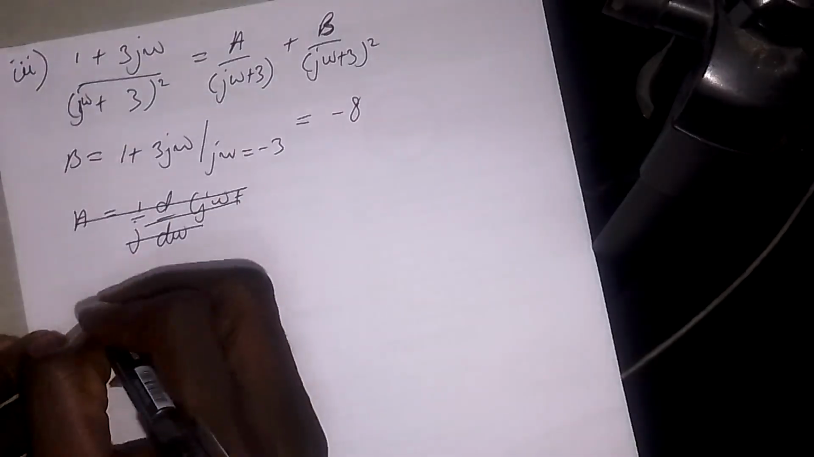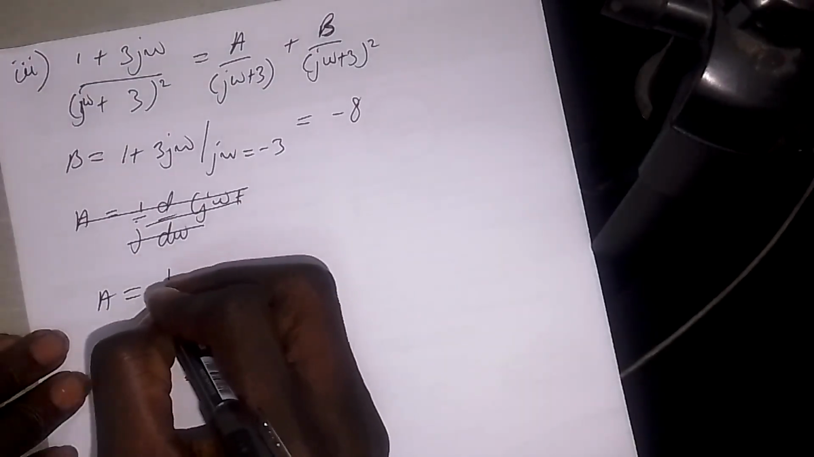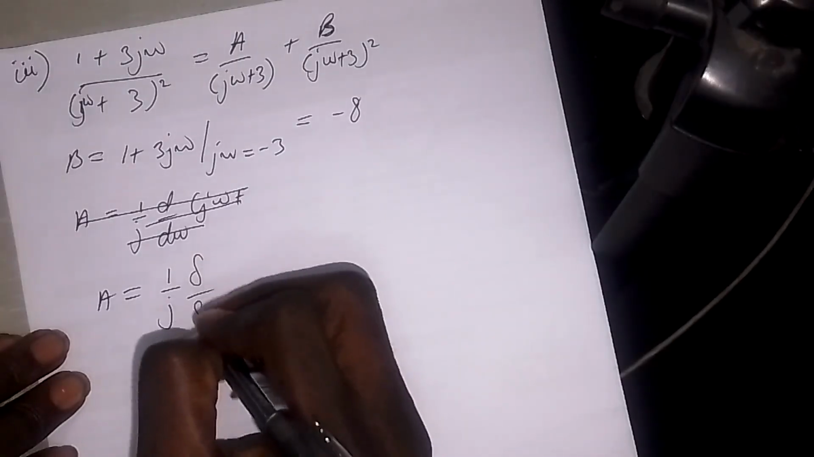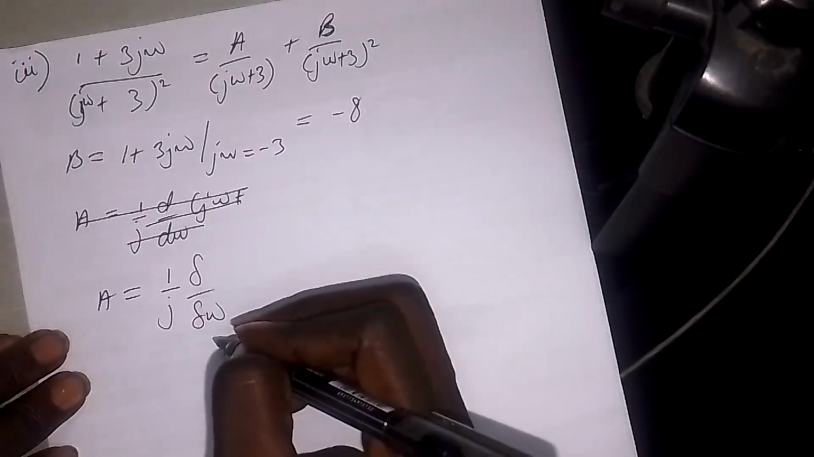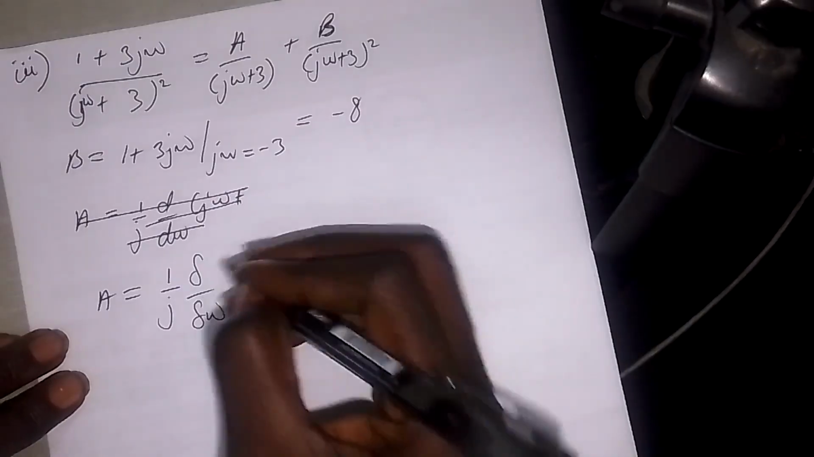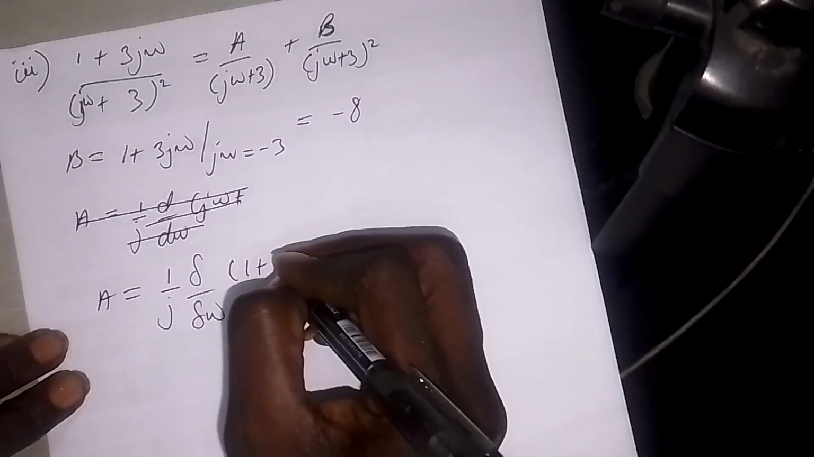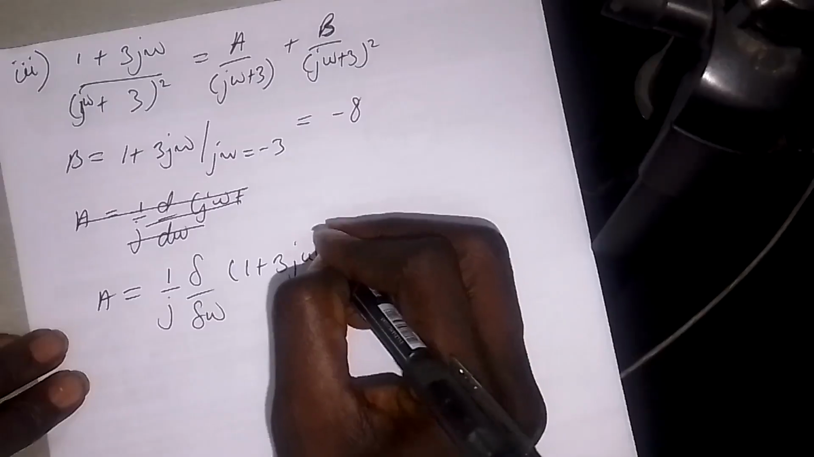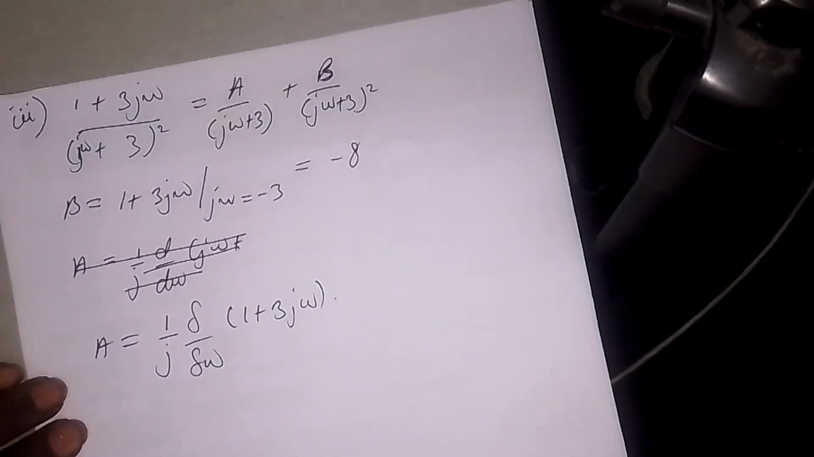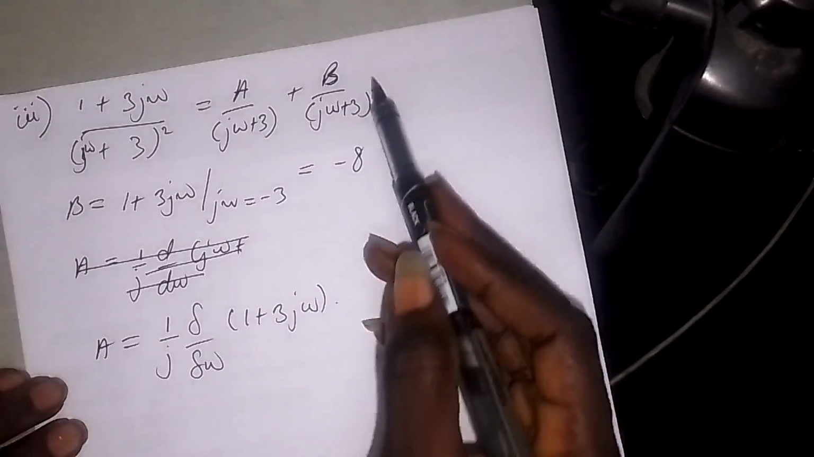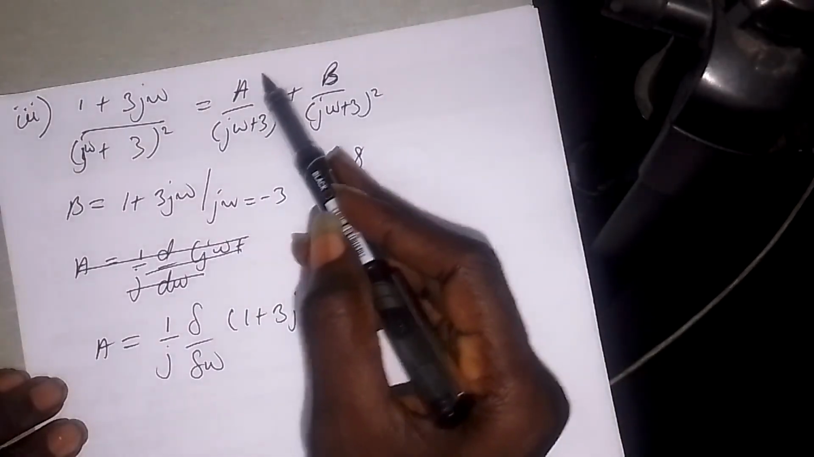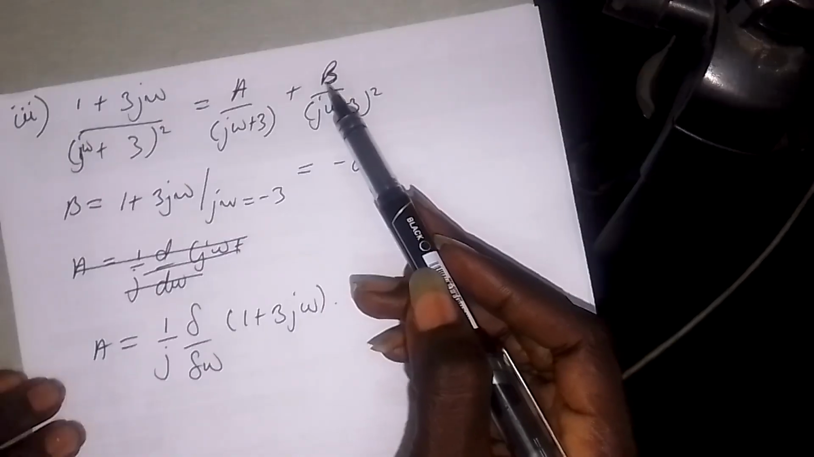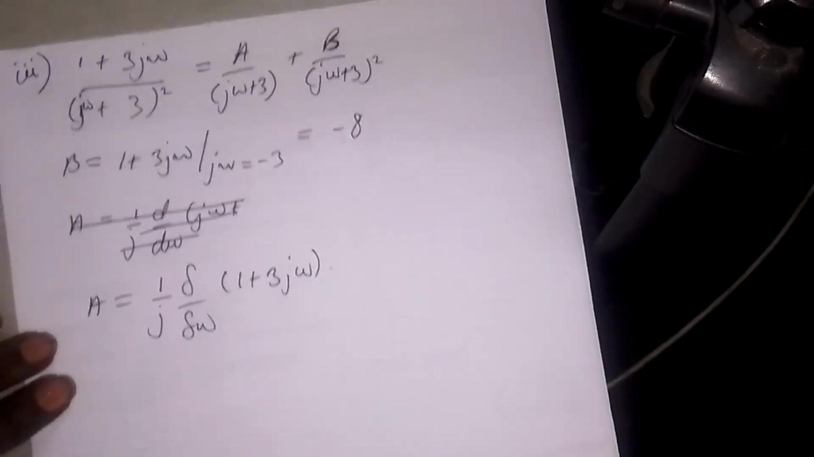Okay, please let me do the A again. Let me write it again. So the A is going to be equal to this formula, 1 over j into differentiation, delta on delta omega, j omega. Okay, because if I multiply through with this one, it will cancel it out. All right. So now I'll just have to integrate this part.